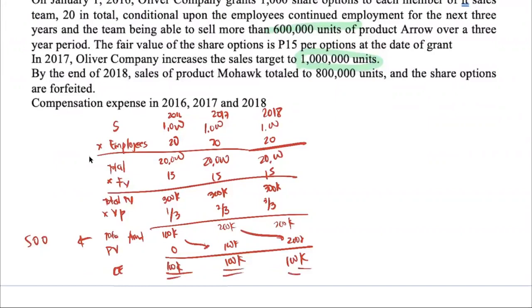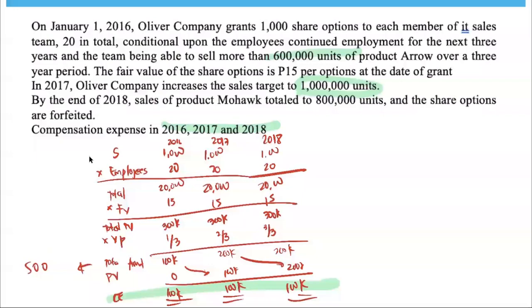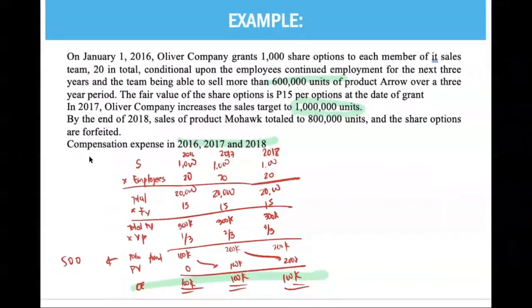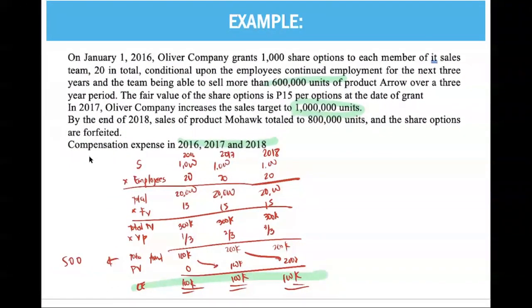Okay. So what is the compensation expense for 2016, 2017, 2018? Our answer is 100,000, 100,000, 100,000. You should ignore the change as to the sales target because, again, what is the vesting condition? The vesting condition is only 600,000 units. So the increase is immaterial to your initial vesting condition. So your answer here is 100,000, 100,000, 100,000.